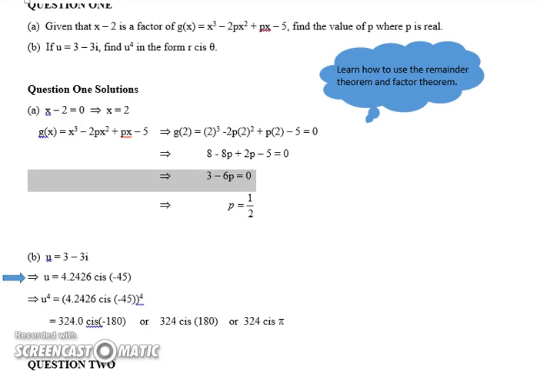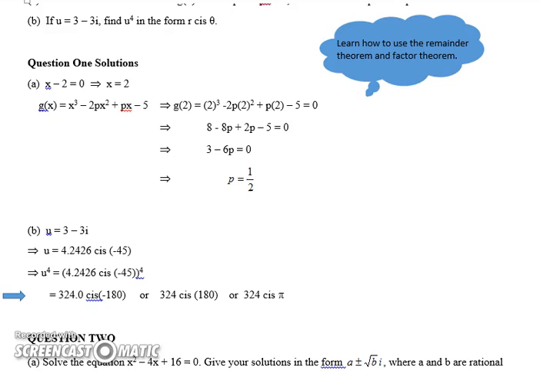And then u to the power of 4 is 4.2426 to the power of 4 and negative 45 times 4. We can answer this in any of these equivalent forms, whether it's degrees or radians, positive or negative 180, it's all the same.